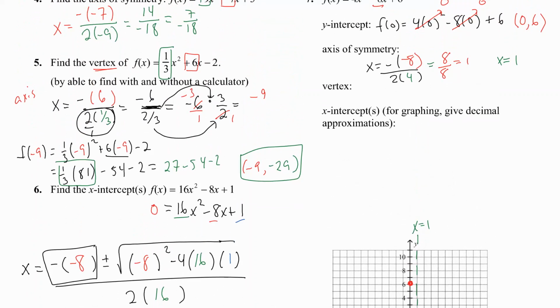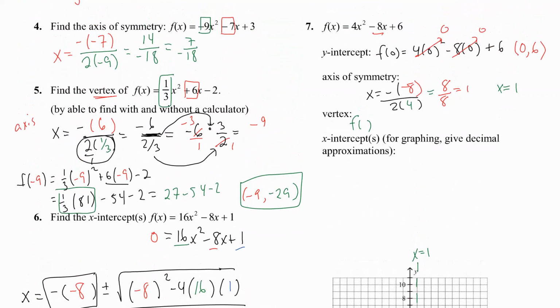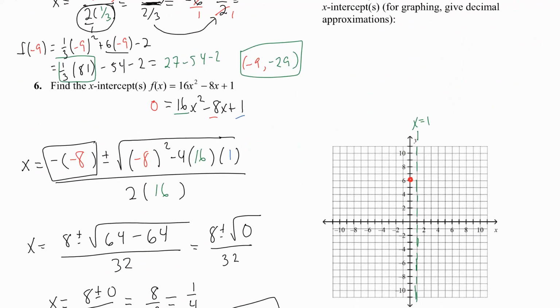The vertex is always on the axis of symmetry. So I'm going to go ahead and copy that top equation. So it's 4 times something squared minus 8 times something plus 6, and that something is 1. Okay, and if I were to simplify that, I have 1 squared, so that's 4 minus 8 plus 6, and that is 2. So there is our vertex. Our turnaround point is at (1, 2).